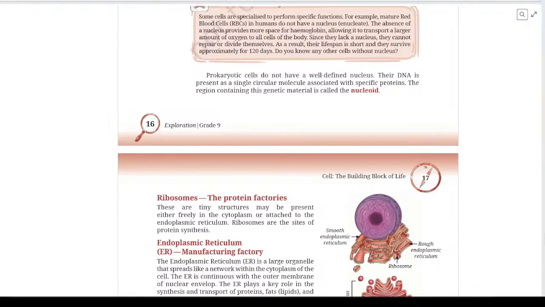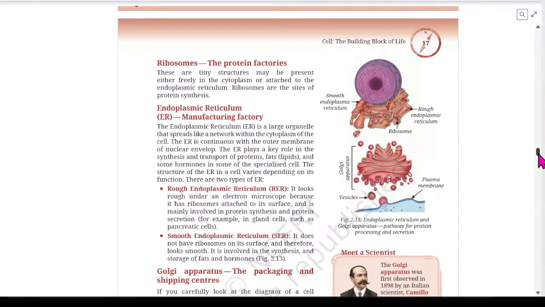is known as nucleoid. The next cell organelle is ribosome, which are known as the protein factories. These are tiny structures that may be present either freely in the cytoplasm or attached to the endoplasmic reticulum. Ribosomes are the sites of protein synthesis. Endoplasmic reticulum is the manufacturing factory.